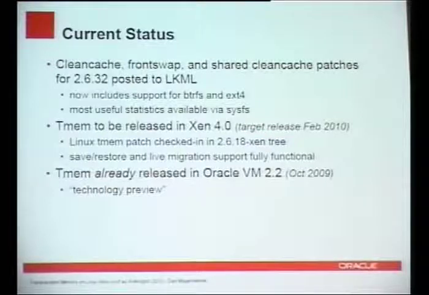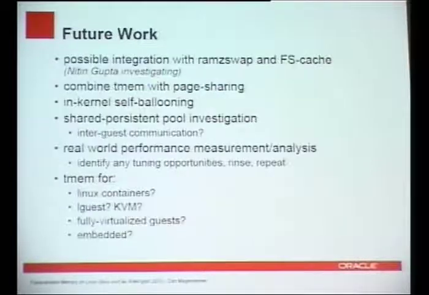Oracle VM, the Oracle virtualization product based on Xen, their 2.2 release came out last October, and that has this support in it, although we're officially calling it a technology preview. So there's still plenty of work to be done. Nitin Gupta, who did the compcache in 2.6.32, compressed cache for swapping, is starting to look at this to see if transcendent memory might be useful to him. And he's also looking at use for the FS-Cache functionality, which went in a couple of releases ago. If so, then this technology could also be used for NFS and AFS and other network file systems. We talked earlier about combining it with page sharing. I'm looking at that.